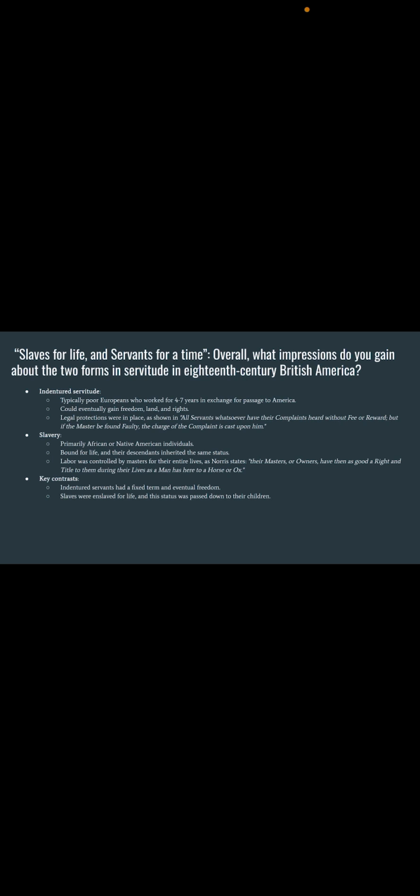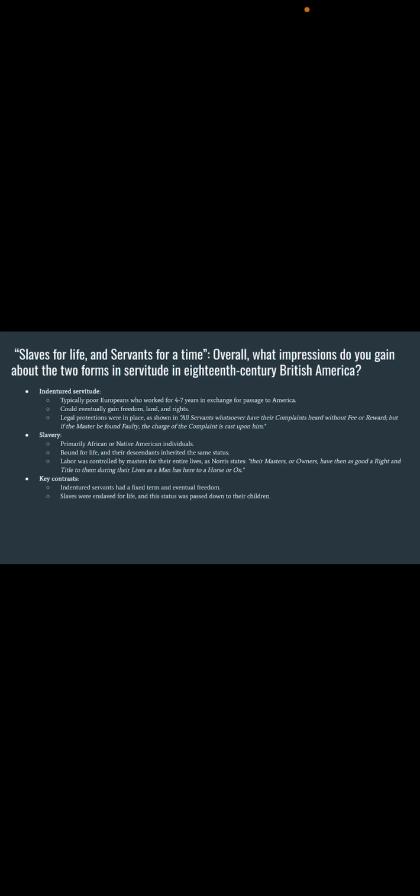Overall, the two forms of servitude in 18th century British America appear to be differentiated by their length of service, legal status, and racial discrimination. Servants, typically poor Europeans, entered into contracts for a fixed term, around 4 to 7 years that I learned, and in exchange for passage to America, they had some legal protection and could eventually gain freedom, land, and rights. Conversely, enslaved individuals, mostly African or Native American, were bound for life, and their children inherited the same status.